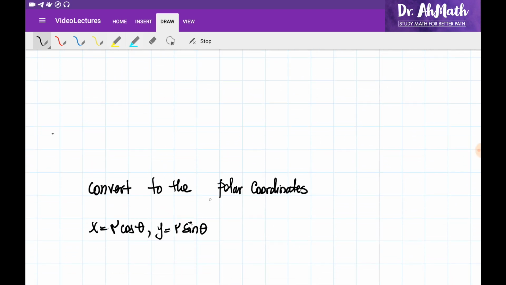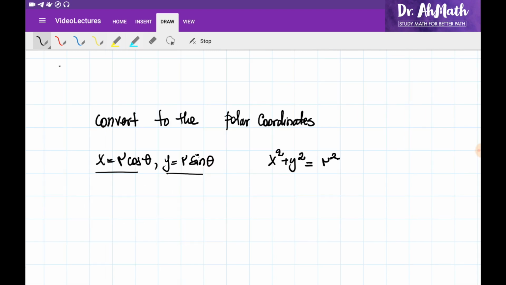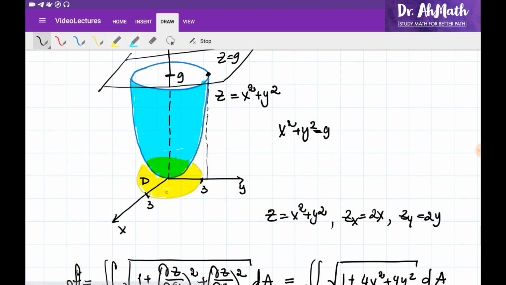In order to convert everything to the polar coordinates, we need to use these two equations, where x squared plus y squared would give me simply r squared. And this region D in the polar coordinates would be defined as the points with the coordinates r and theta. All the points inside this region have a distance from the origin between 0 and 3, and the angle changes between 0 and 2 pi.